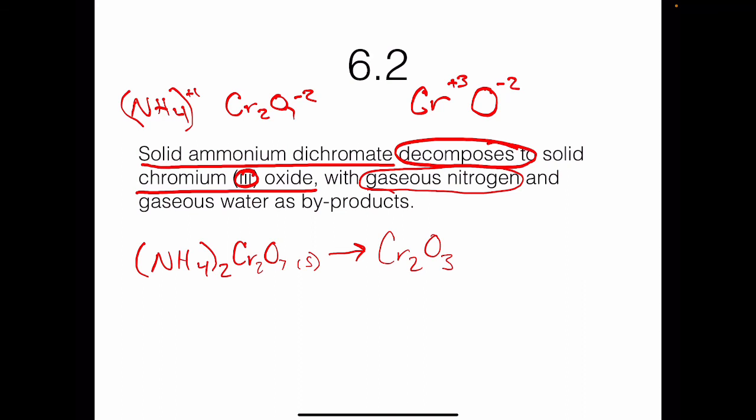And this tells us that we have gaseous nitrogen, and we need to look a little bit ahead here just to see which side this is going to go on, and gaseous water. And then again, we see this term byproducts, which means those also exist on the product side of this reaction. They did tell us we have solid chromium 3 oxide with gaseous nitrogen. We know nitrogen is one of our diatomics, so we're going to say N2 gaseous, and gaseous water. We could have also said water vapor to mean the same thing.